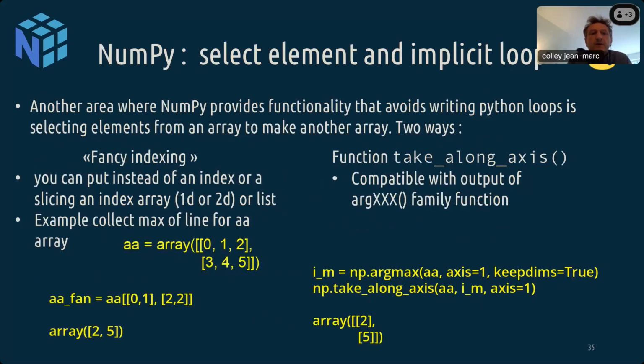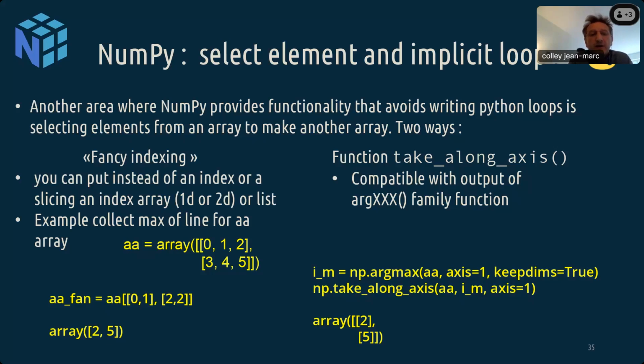Another area where NumPy provides a functionality to avoid writing Python loops is the selection of elements from an array to make another array. So two ways. You have fancy indexing. You can put, instead of an index or slicing, an index array, 1D or 2D, or list, to collect elements in an array. You have an example to collect the maximum of each line in a 2D array.